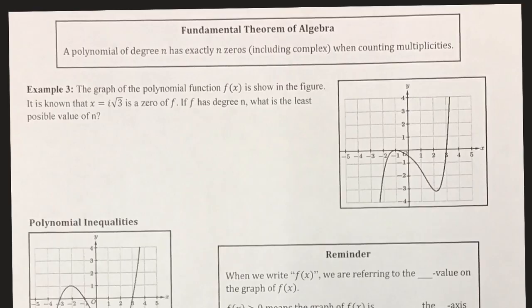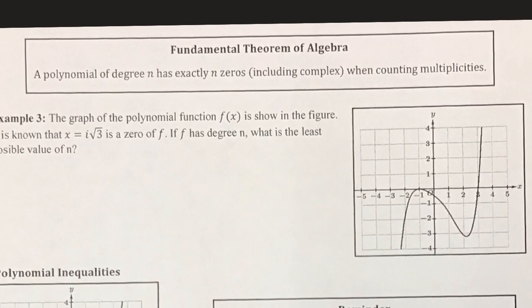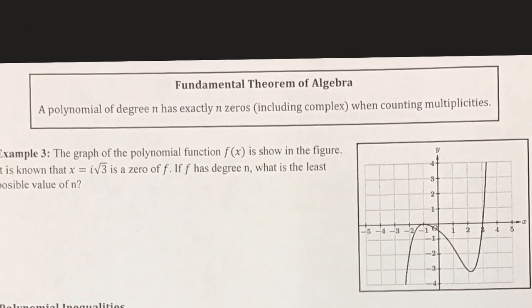Okay, did you know that there was a fundamental theorem of algebra? Well, there is. It just says that every polynomial can be written as a multiple of factors, right? This is everything can be factored. That's exactly what the fundamental theorem of algebra is saying. Everything can be factored. So here we have a graph to be shown. We know that x equals i root 3 is a 0.